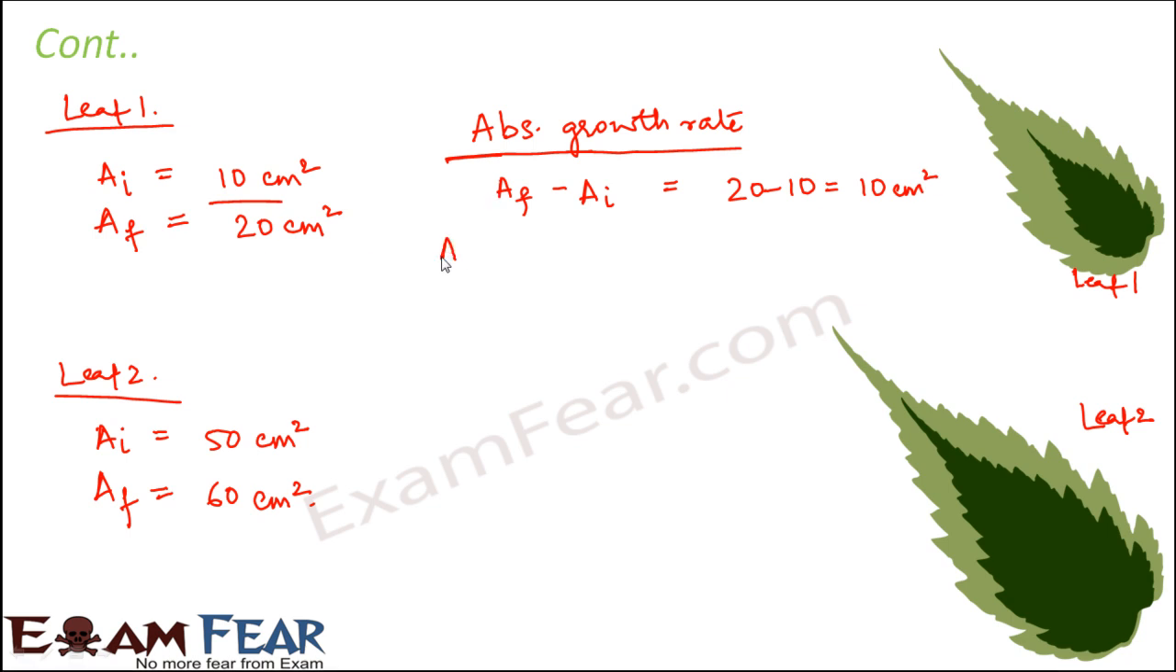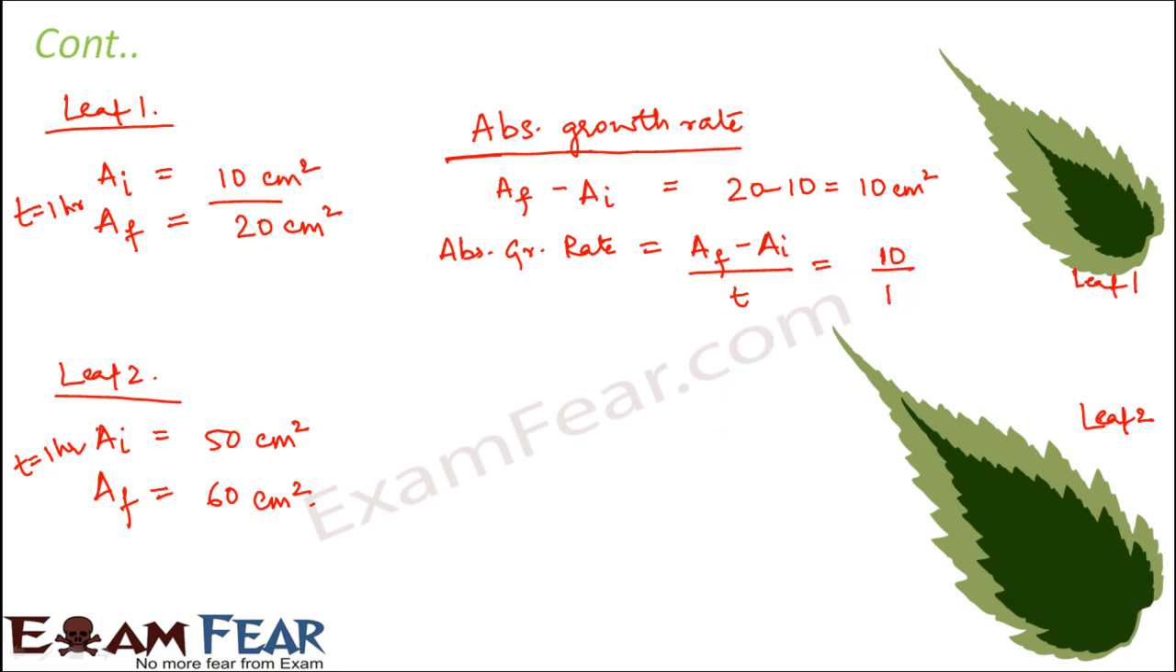So when you say absolute growth rate, that will be equal to increase in area per unit time. Now let us suppose that both of them had shown this increase in area in, say, 1 hour. So that is the time, right? So this will become 10 by 1. Now I am not considering the unit conversion and all those stuff. So here this denotes your absolute growth rate.